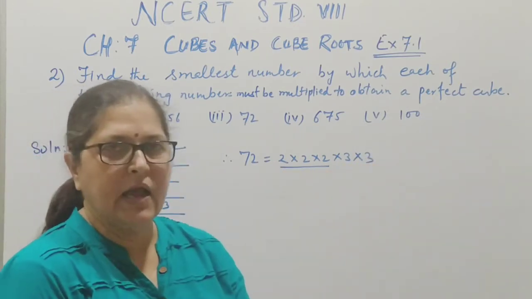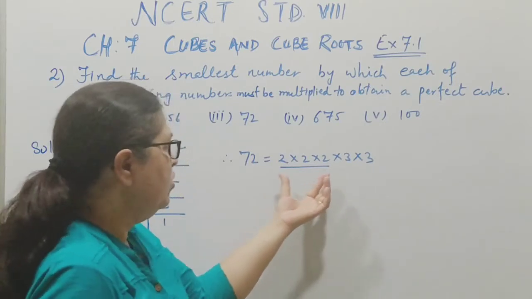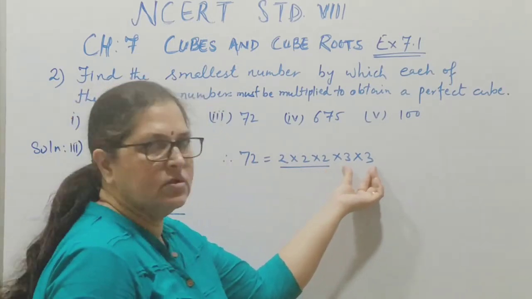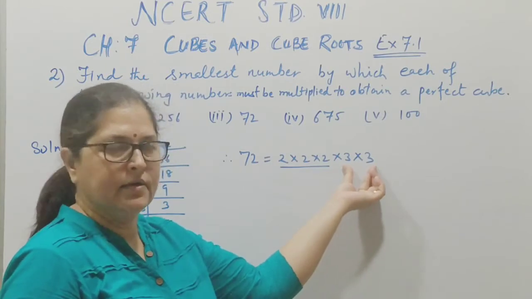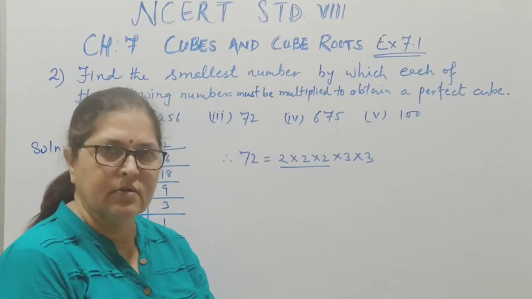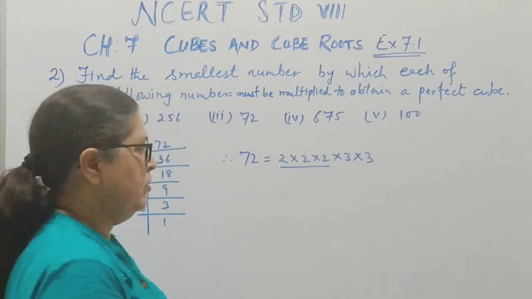So in the prime factorization of 72, this triplet is complete, but we need one more 3 to complete this triplet. Hence 72 must be multiplied by 3 to get a perfect cube.